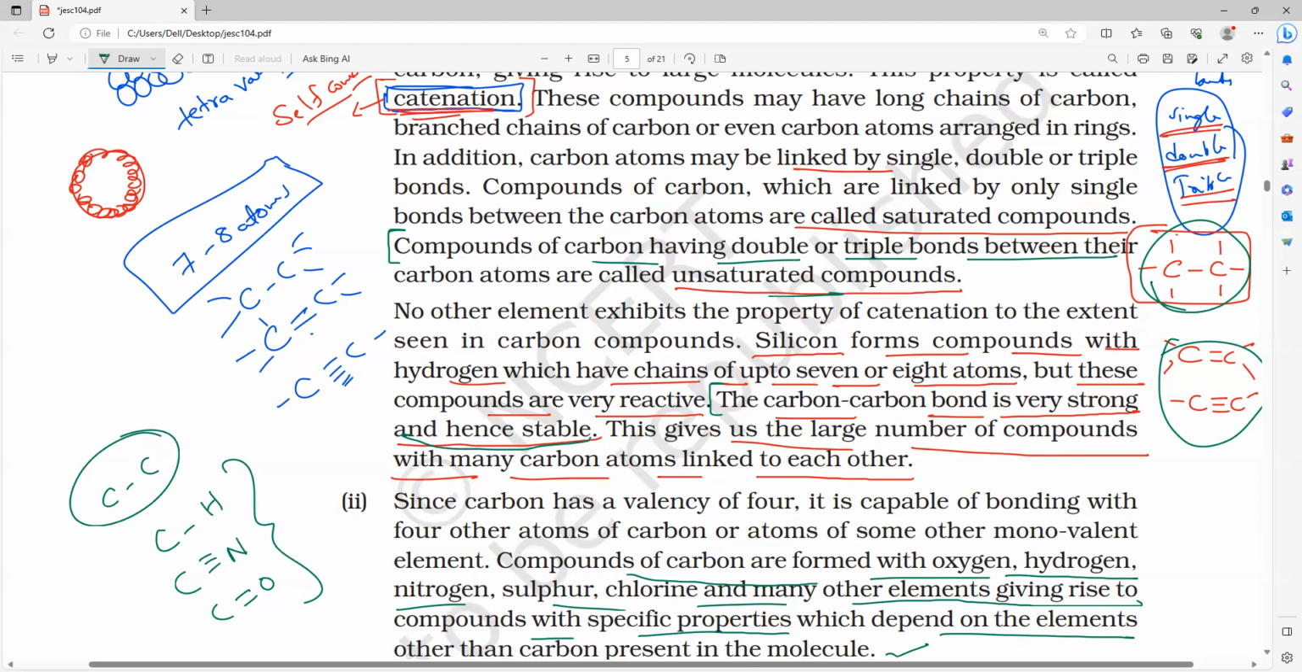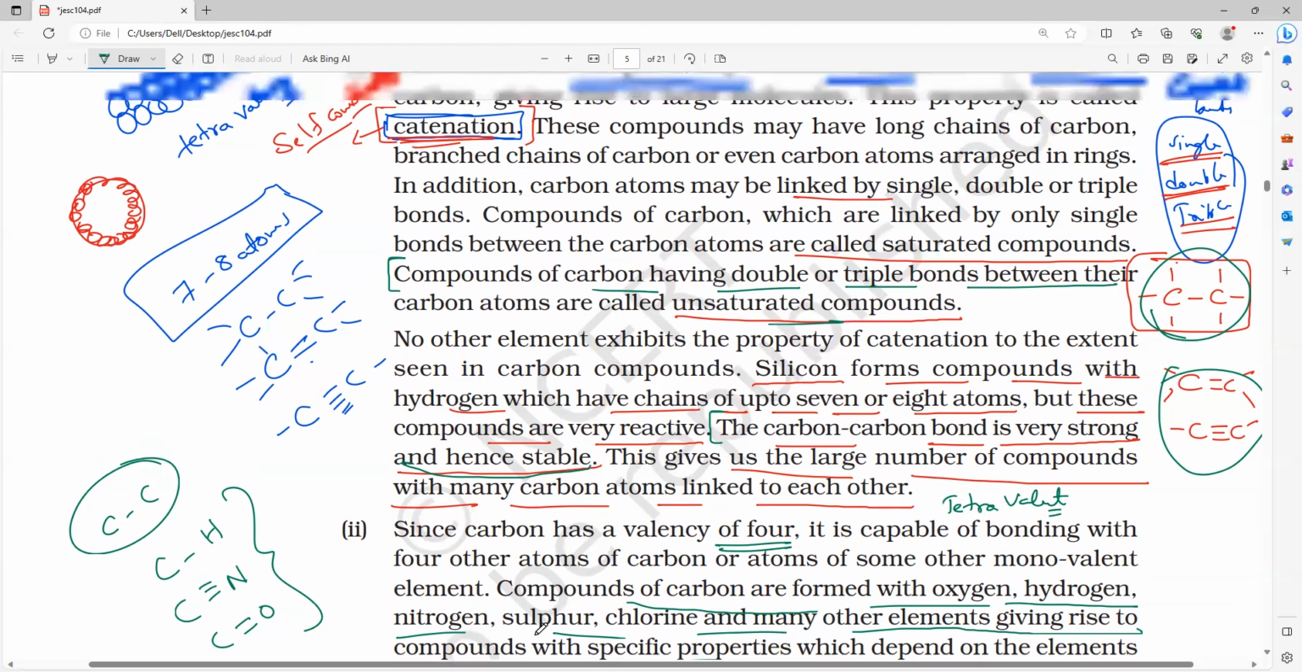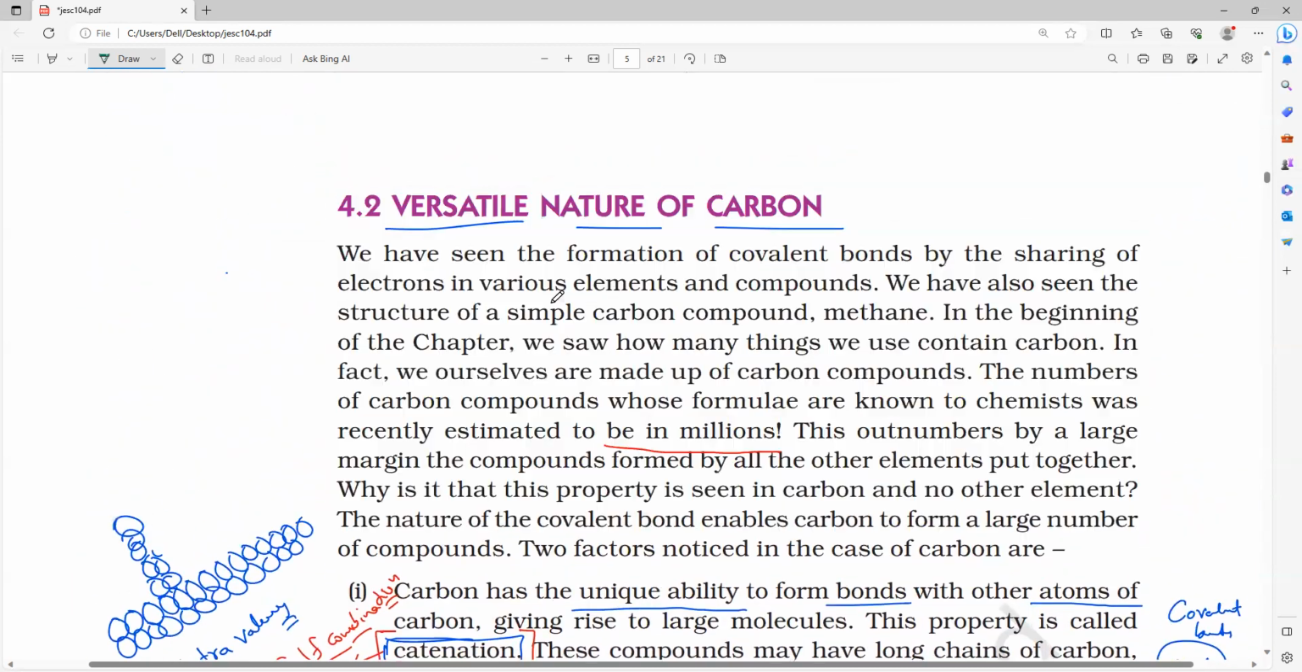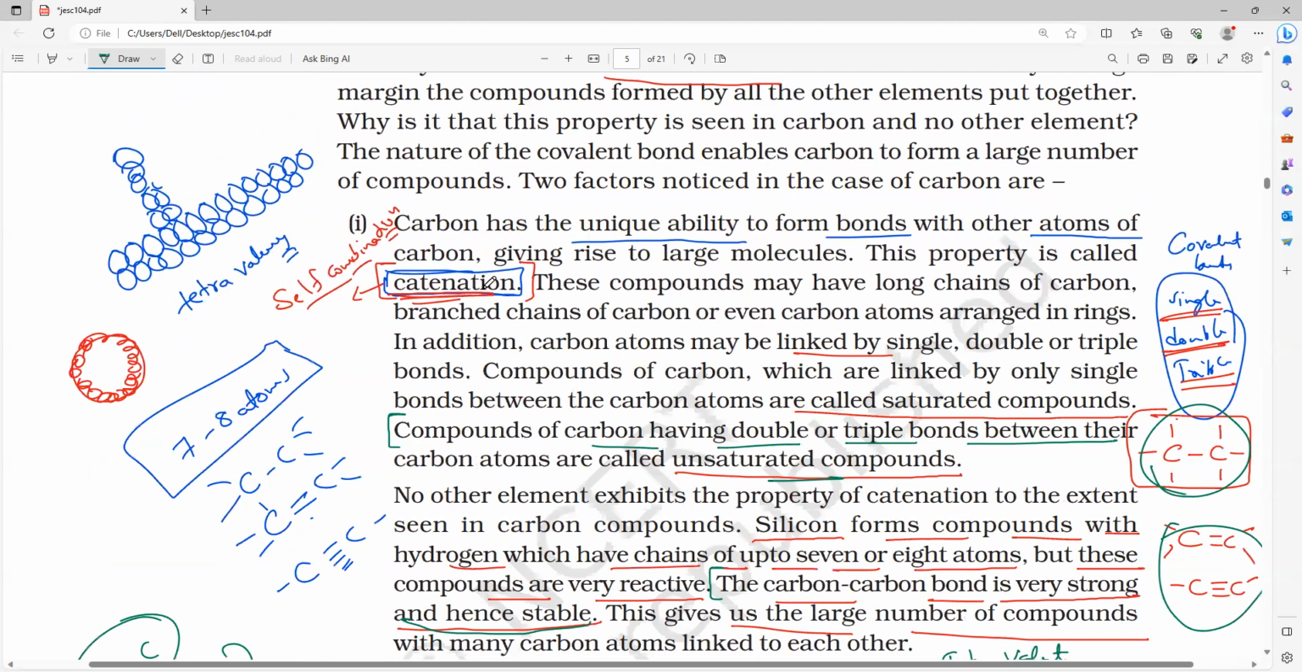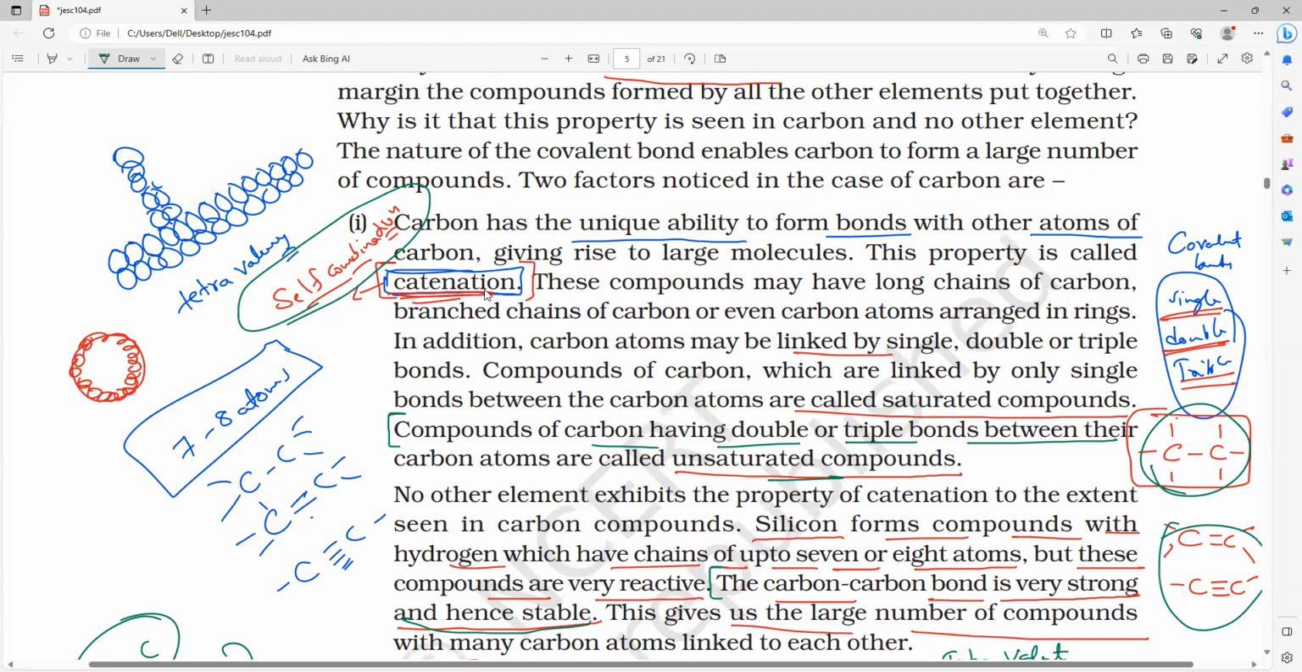Clear, everybody? So what is the valency of carbon? Second point, we already studied. Carbon has valency 4, which we call tetravalent. So the second property. First, the versatile nature of carbon: the first one is catenation. We also call it self-linking.